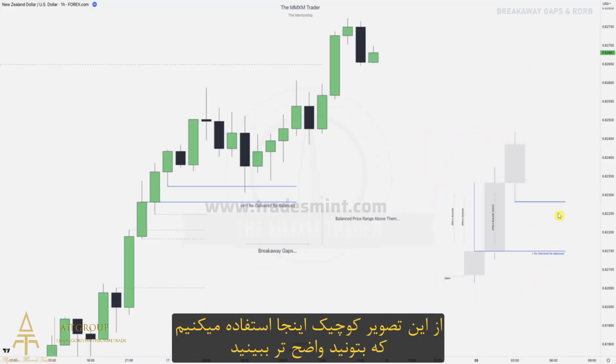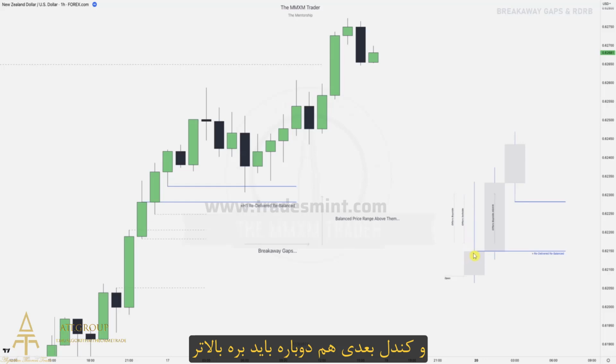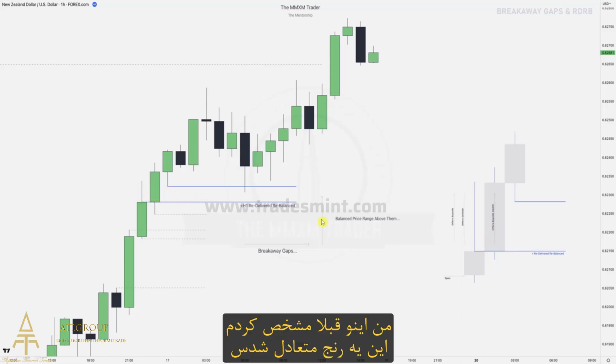Let's use this little depiction over here, right, so we can see it more clearly. Again, I keep repeating this, but this is very important, right? We need to see an up move, then a down move, and the next candle needs to go up again, right? Up, down, and up. So we see that happening over here as outlined earlier, making it a balanced price range.